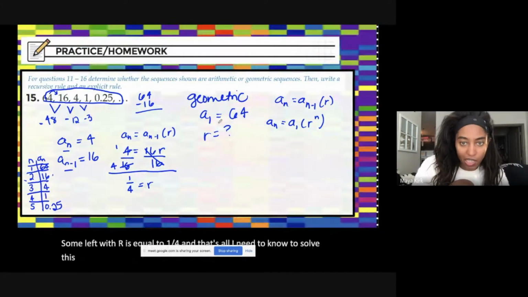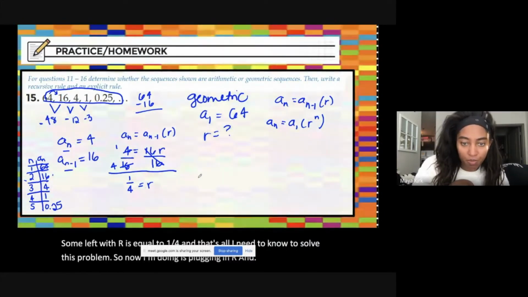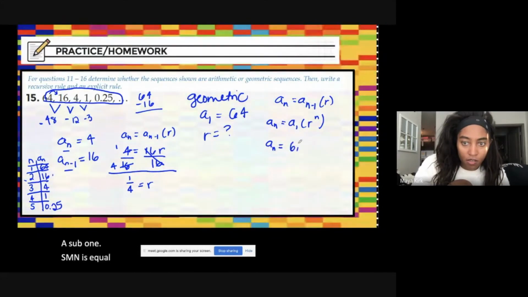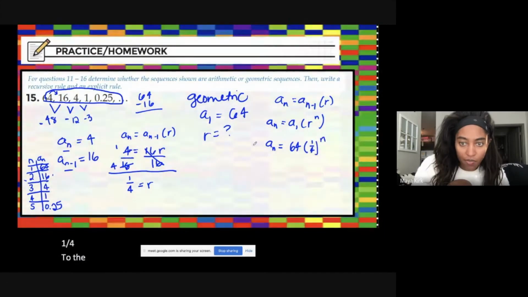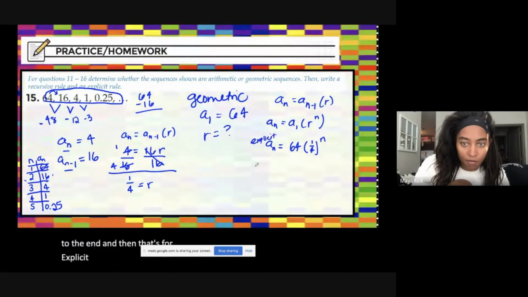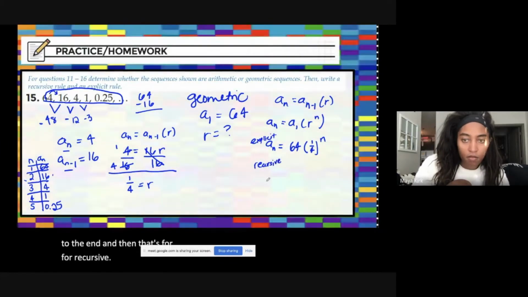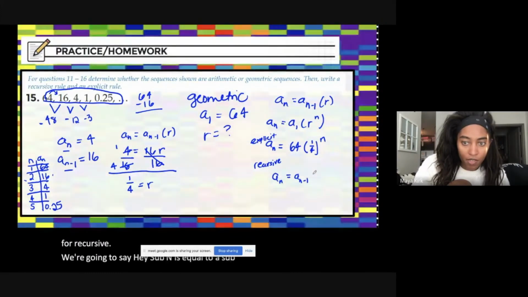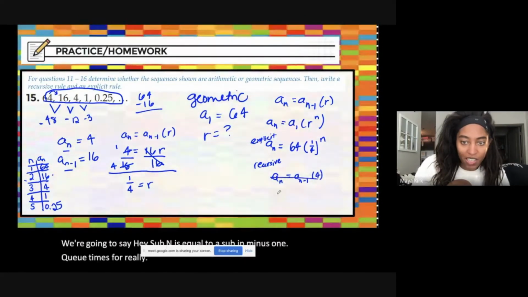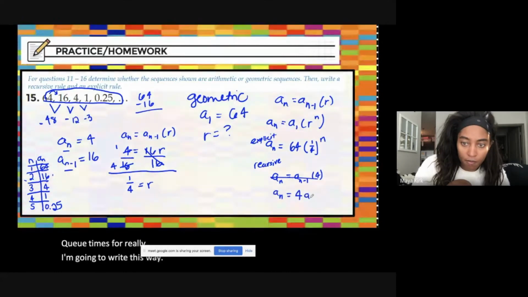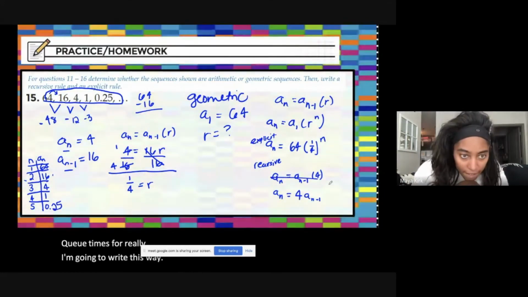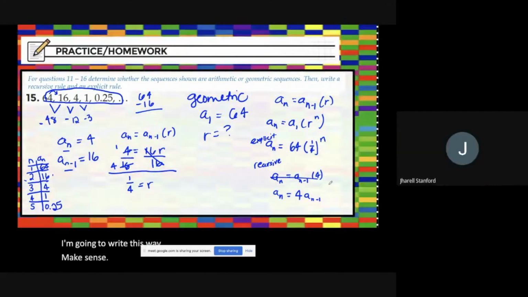So now all I'm doing is plugging in r and a sub 1. So a sub n is equal to 64 times 1/4 to the n. And that's for explicit. For recursive, we're going to say a sub n is equal to a sub n minus 1 times 1/4. Really, I'm going to write it this way. Make sense? Most likely.